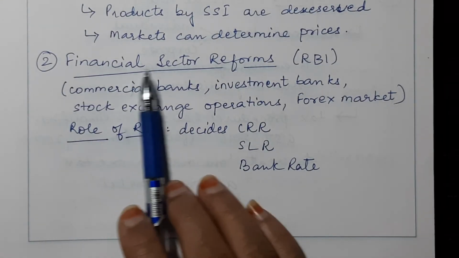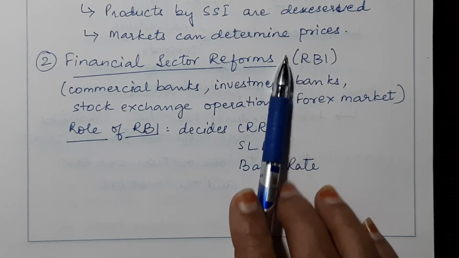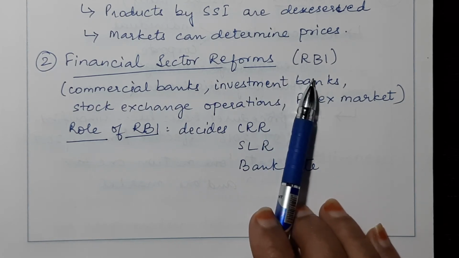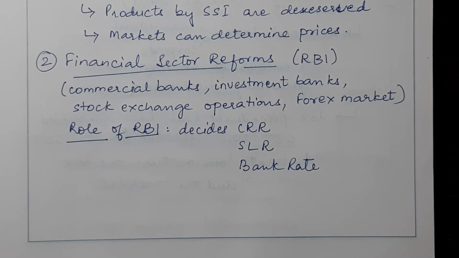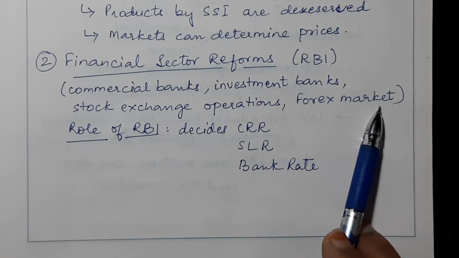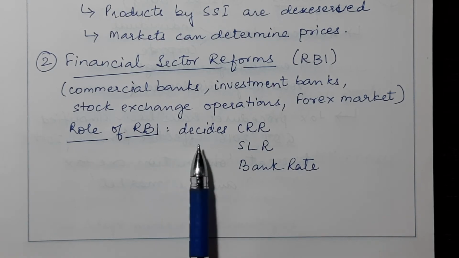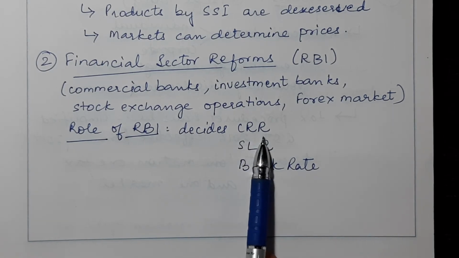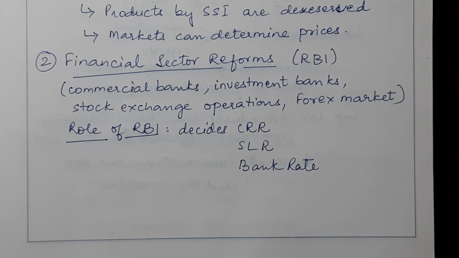Then the second is financial sector reforms. In India, the financial sector is regulated and controlled by the RBI, or the Reserve Bank of India. And the financial sector includes institutions like commercial banks, investment banks, stock exchange operations, and the forex or foreign exchange market. Now, what is the role of the RBI in India?